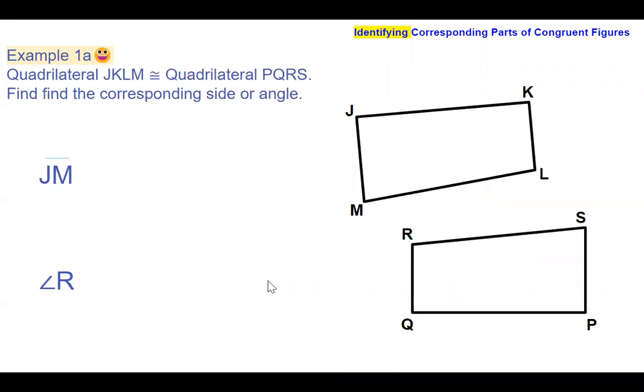Okay. All right. So first, example 1A. Go ahead and copy your beautiful quadrilaterals JKLM and PQRS. We're given the statement that JKLM is congruent to quadrilateral PQRS. We're going to find the corresponding side or angle that is given here. We have to find the corresponding side and the measurement for JM, and the corresponding angle and measurement for angle R.